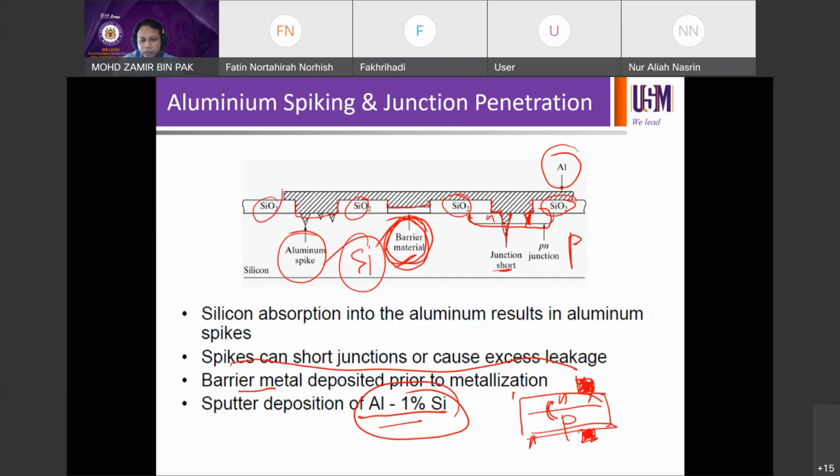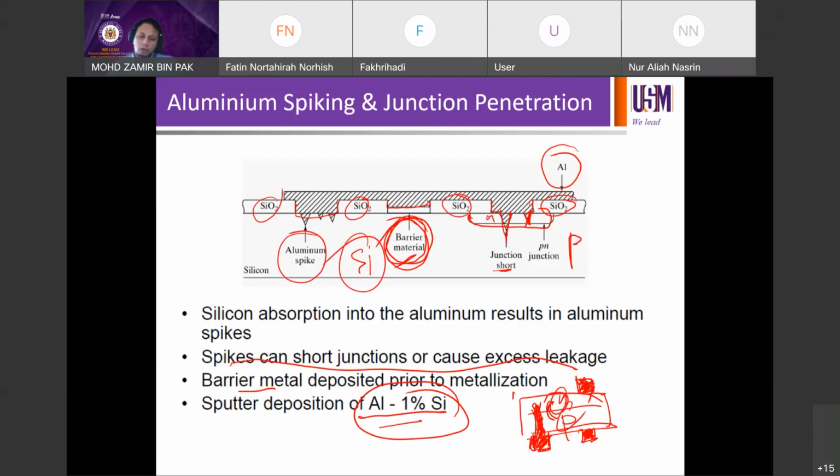Tapi when you have spiking, just imagine if your PN is too thin, tak tebal mana, it's not that thick, then you have spiking, for example. Contoh, if your layer is thick, if this P and N are thick, the probability is not that high because it's not that easy to have spike either. But if you're working with a very thin device where your thickness of N and thickness of P are equally small, then a little spiking into the semiconductors can short the junction. Okay, can short the junction.